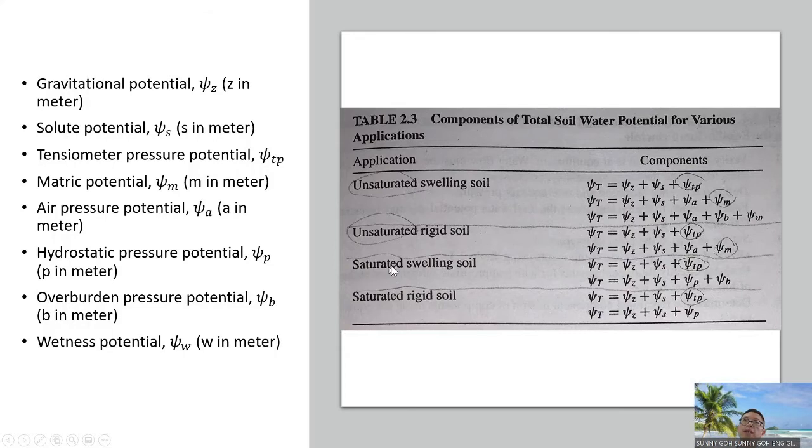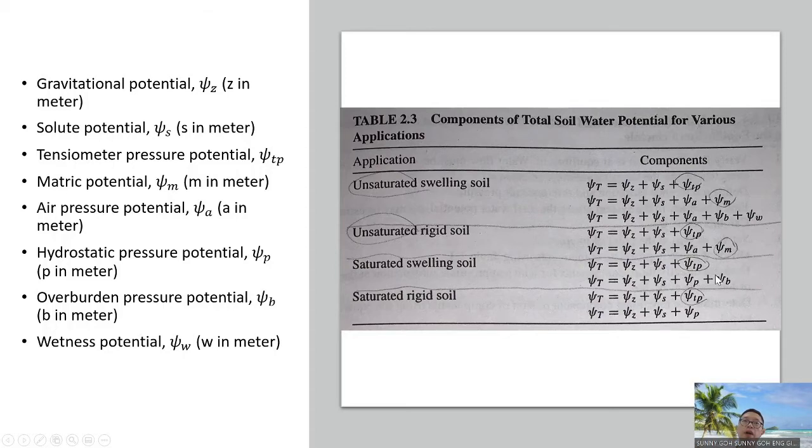All right, but you also see that in saturated soil you have this overburden pressure potential. That's also possible for saturated swelling soil. But in most cases, when we deal with unsaturated soil, we will have the air pressure potential and also the matric potential. But when we deal with saturated soil, we will deal with the hydrostatic pressure and also the overburden pressure potential.